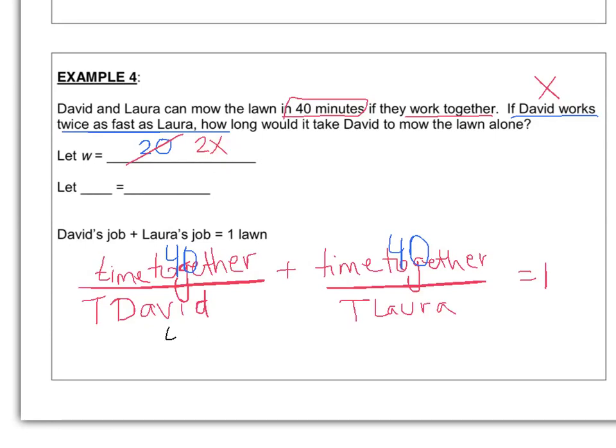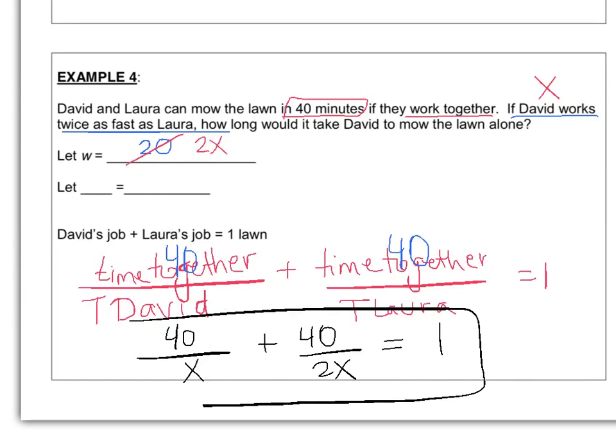40 over the time it takes David to do the work, which is x, plus the time together, which is 40, over the time that Laura takes to finish the job, so that's 2x. And together, it's 1. So this is my second equation. 1 means 1 over 1. If you want to solve it, you find, again, the same concept, LCD, and so on.